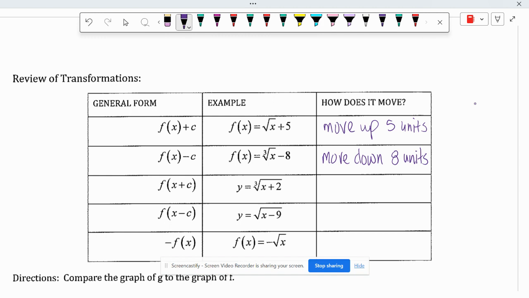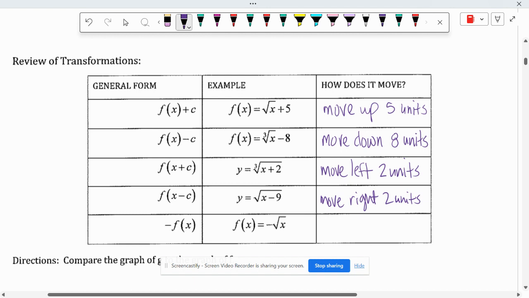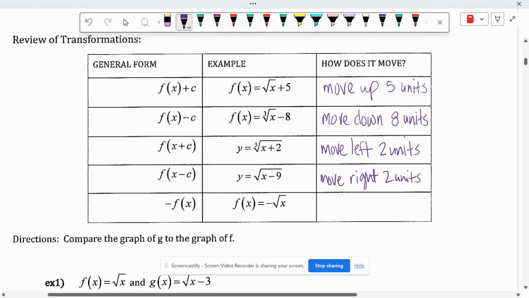So this minus 2 actually means move left 2 units. This plus 9, that means move to the right 2 units. Okay? Move to the right 2 units. And then what happens if you have a negative outside of the function? What does that negative outside of the function tell you to do?